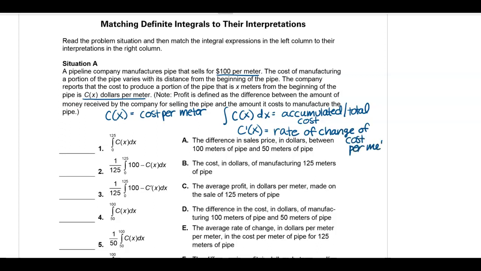So now we go through and match. And again, you could start with the letters. I'm just going to start with the numbers. So if I look at number 1, this is the integral from 0 to 125 of cost per meter. So it's going to be accumulation. So it's going to be like a total cost. So it looks like it's going to be B.